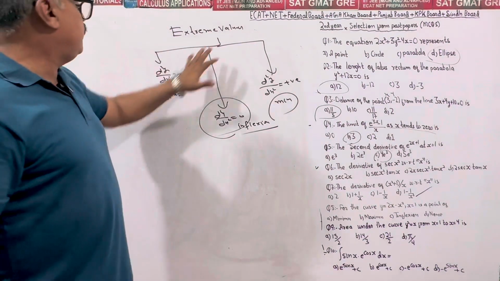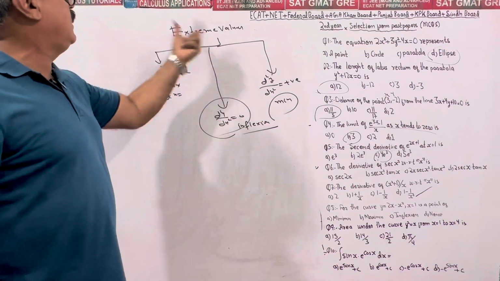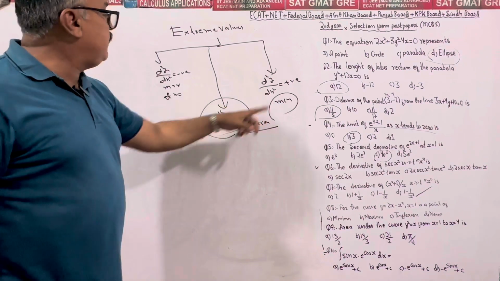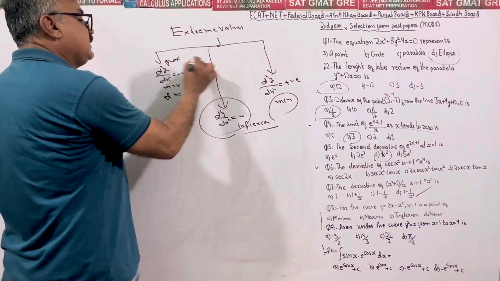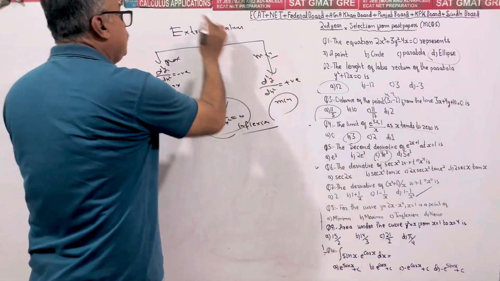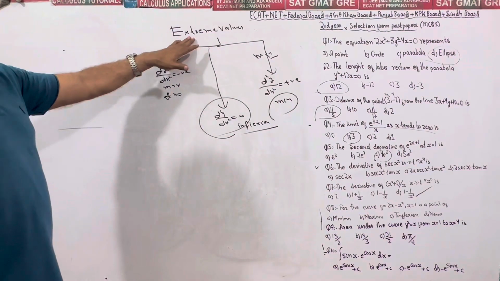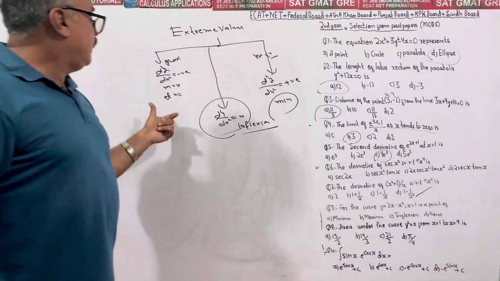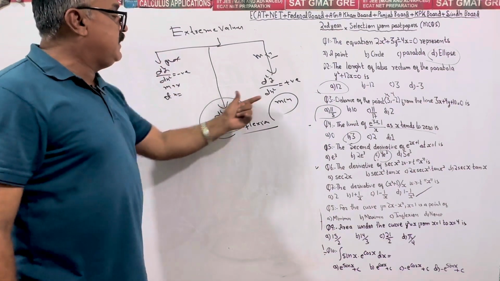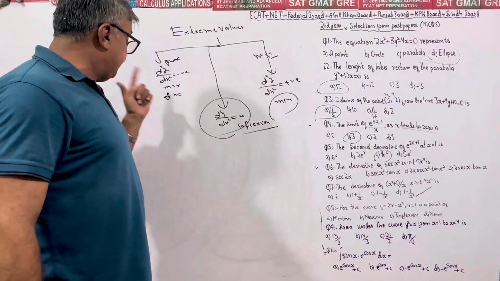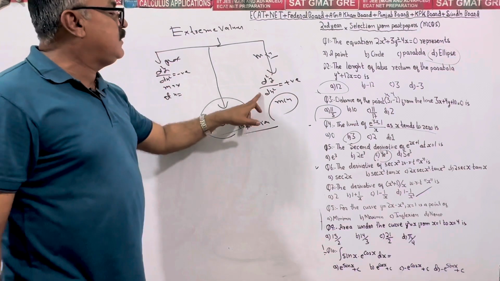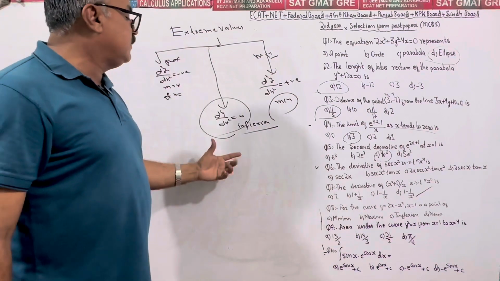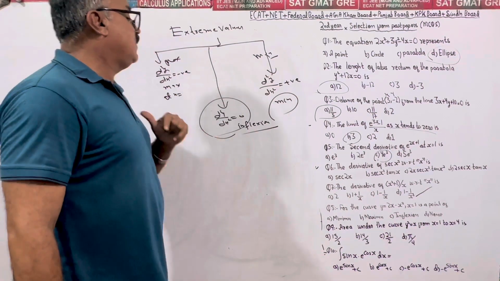Max and min are collectively called extreme values. If the double derivative is negative, max. Double derivative positive, min. Double derivative 0, neither min nor max, also known as point of inflection.